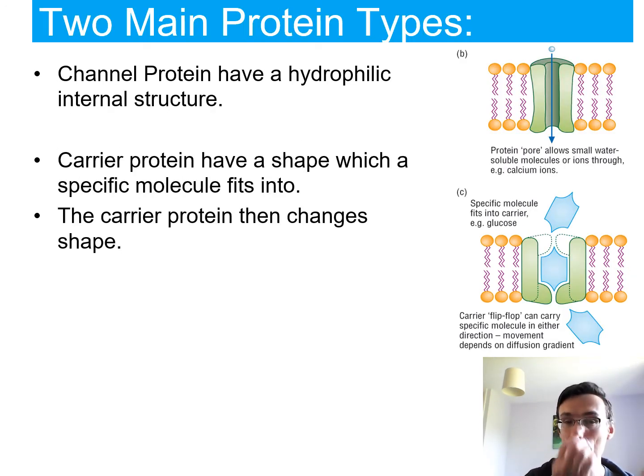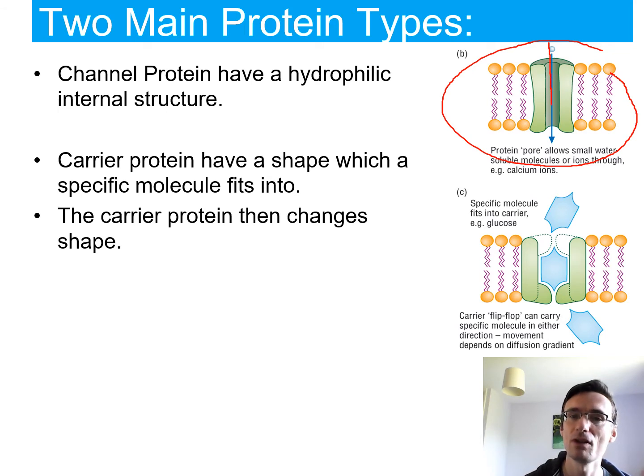There are two main protein types, however, as you should already know, in the membrane structure. They are the channel protein, which is here at the top, and basically it's a pore which allows the water to go through, or whatever molecule to go through this hydrophilic area safely. So I think of it like a channel, like a canal.